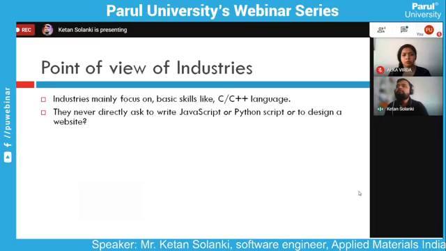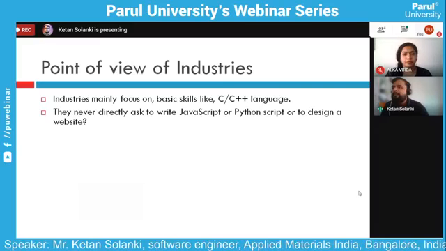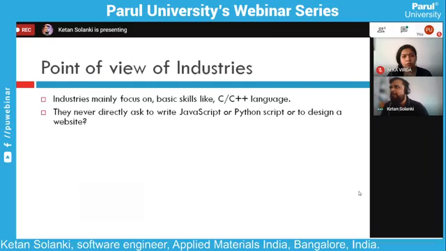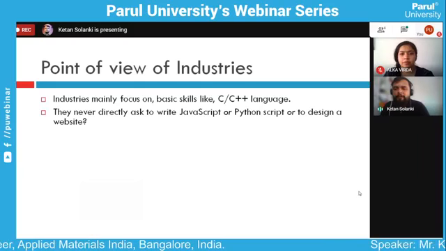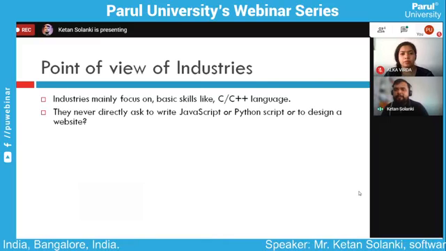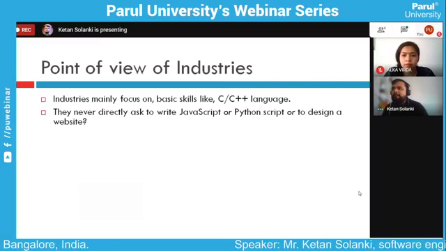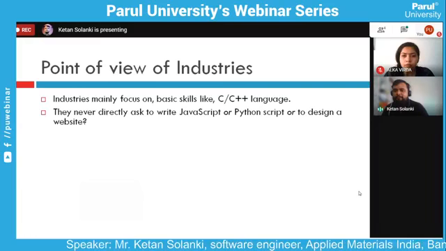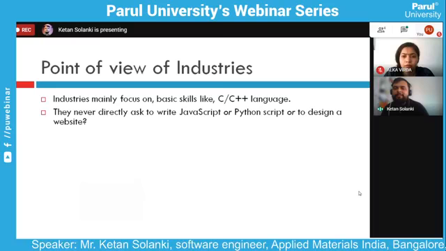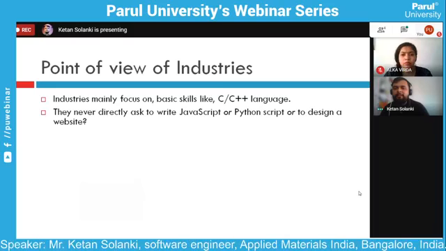As I said, if you go for an interview, they don't directly ask you to write a Python script for this function or for this application. So we don't need to worry about that at that point of time. We need not worry about preparing for an industry interview by directly jumping into JavaScript and learning how to write it. That would be a misguiding point for a fresher engineer.